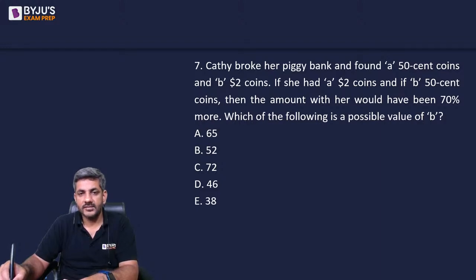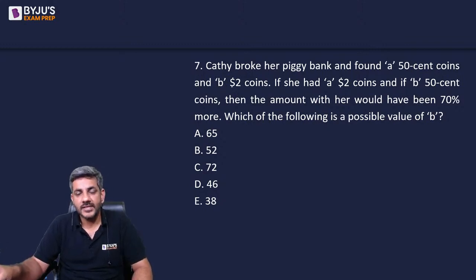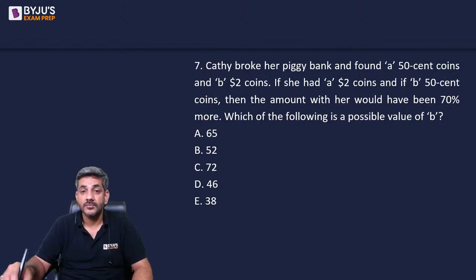Okay, I think we can start now. Let's start doing this question. चलिए. Kathy broke her piggy bank and found A 50-cent coins and B $2 coins. If she had A $2 coins and B 50-cent coins, then the amount with her would have been 70% more. Which of the following is a possible value of B?